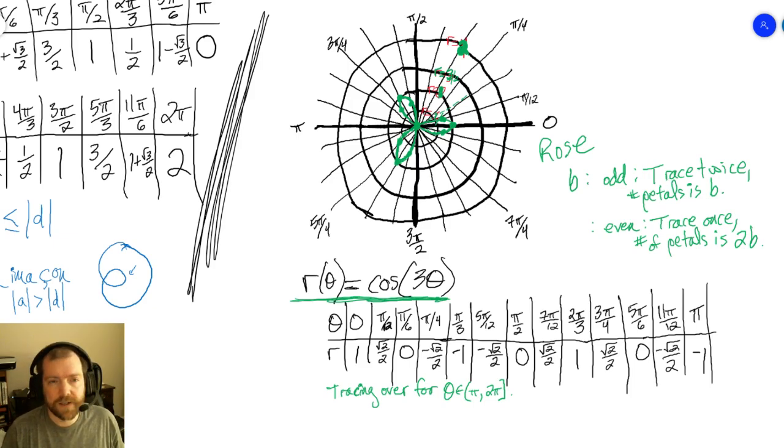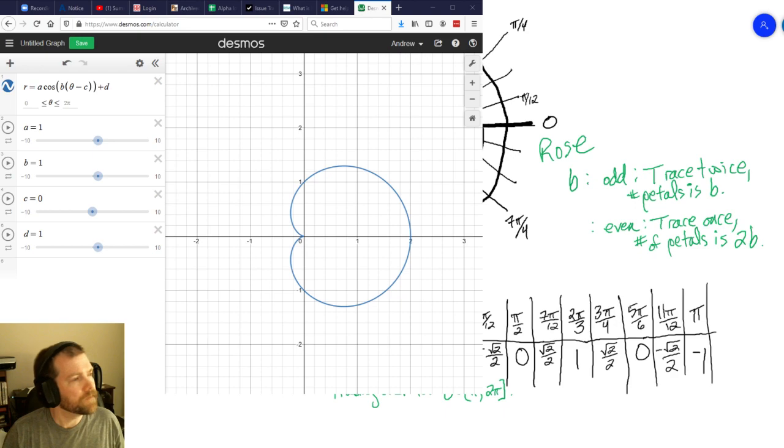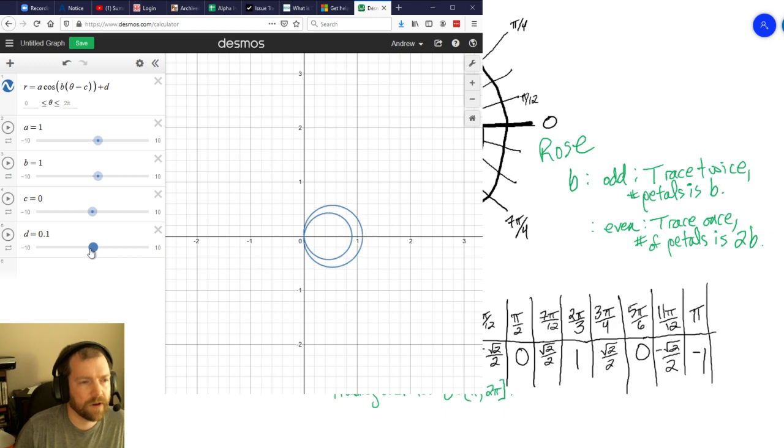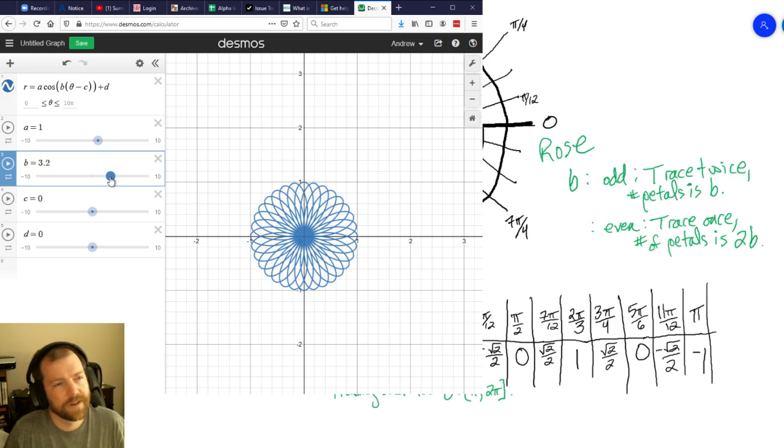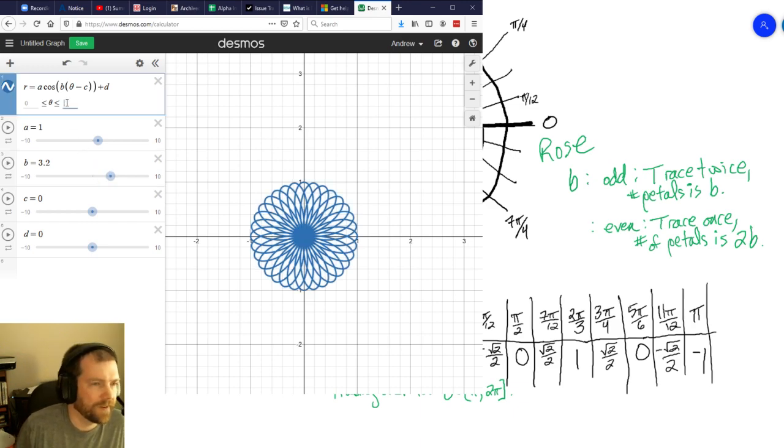You actually can see this in Desmos if we go to the browser. All right, so if we take this and we say, okay, I'm going to alter b, let's change d back to 0. And let's change b up to 3. All right, so we have our rose. And then if we increase b just by like point, right, hang on. We're only sticking between 0 and 2 pi.